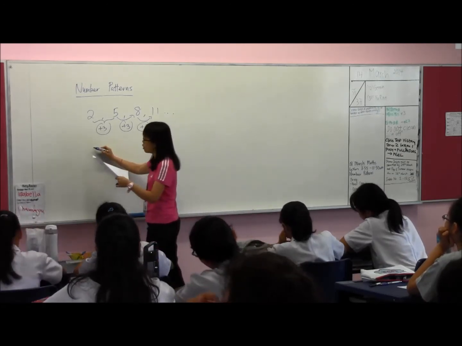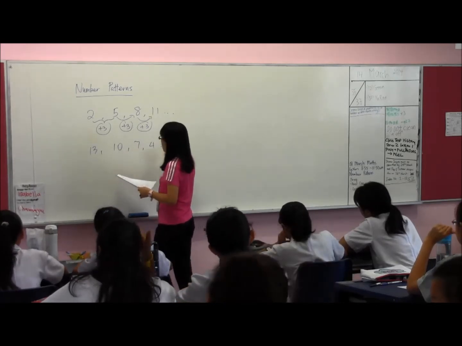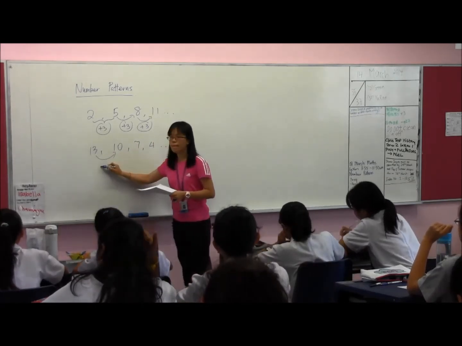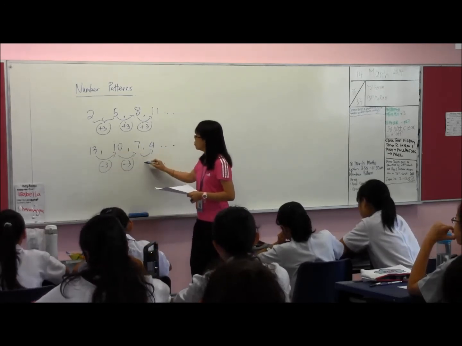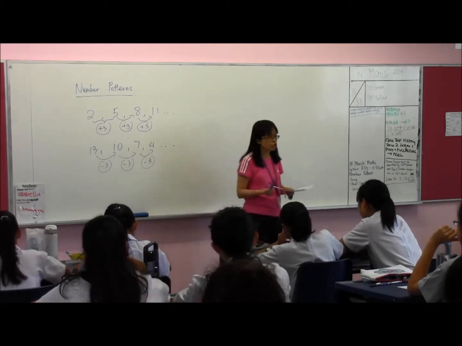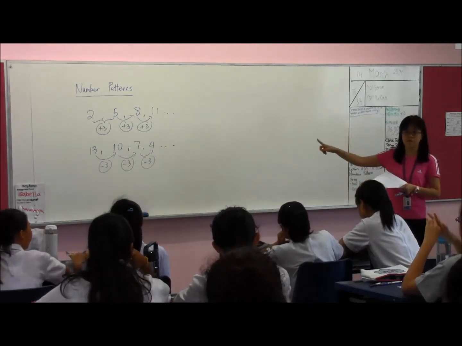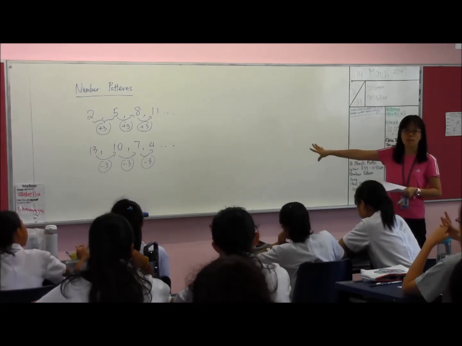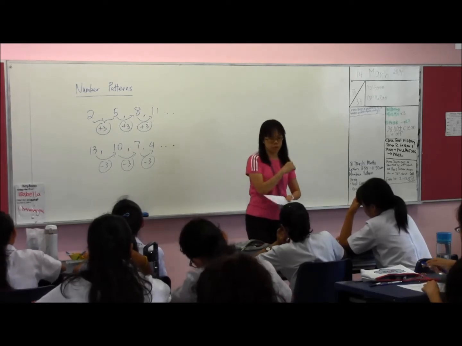And then you can also have 13, 10, 7, and 4. This one is consistently minus 3, minus 3, minus 3. So wherever you have addition or subtraction by a consistent, fixed number, that is called common difference. Copy these two sequences under common difference.